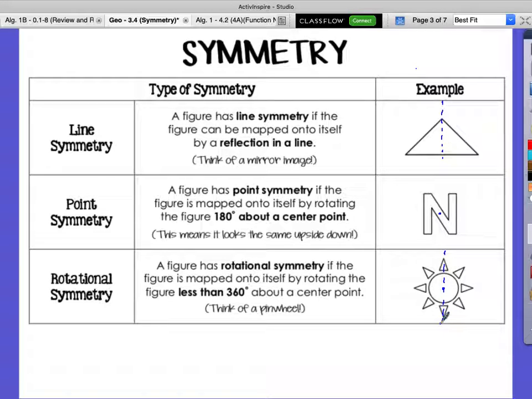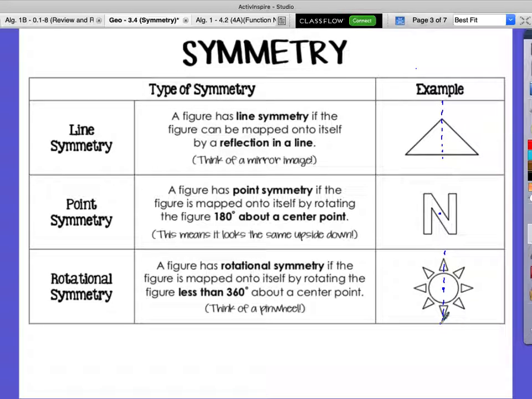Now here's my question for you guys. If we have point symmetry, if it rotates 180 degrees, does that automatically mean it rotates less than 360? Is 180 less than 360? Yeah. So if it can rotate 180, it automatically has rotational symmetry as well as point symmetry. It does not work the other way around though. If you have rotational, it doesn't mean you automatically have point. But if you have point, you automatically have rotational.